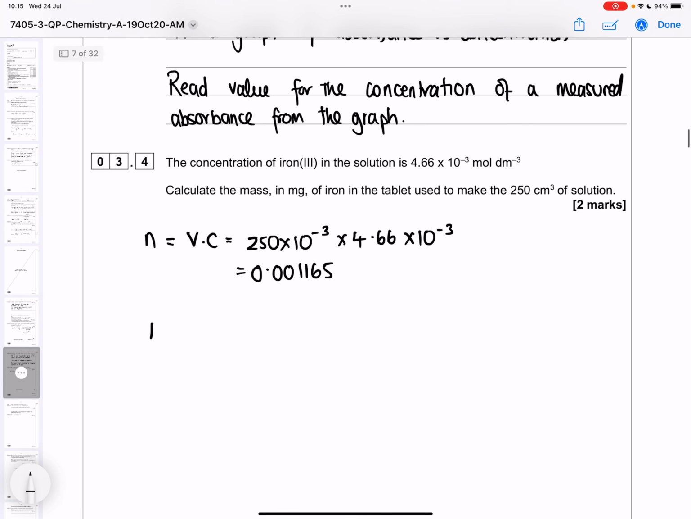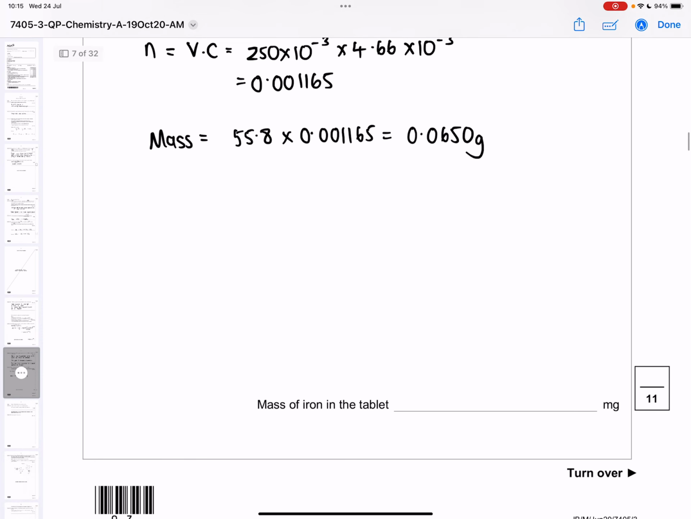And then we're going to do mass is Mr times moles. And so the Mr is 55.8 for iron. And we're going to get 0.0650 grams. It wants our answer in milligrams. So we're going to multiply by 1,000 and get 65 milligrams.